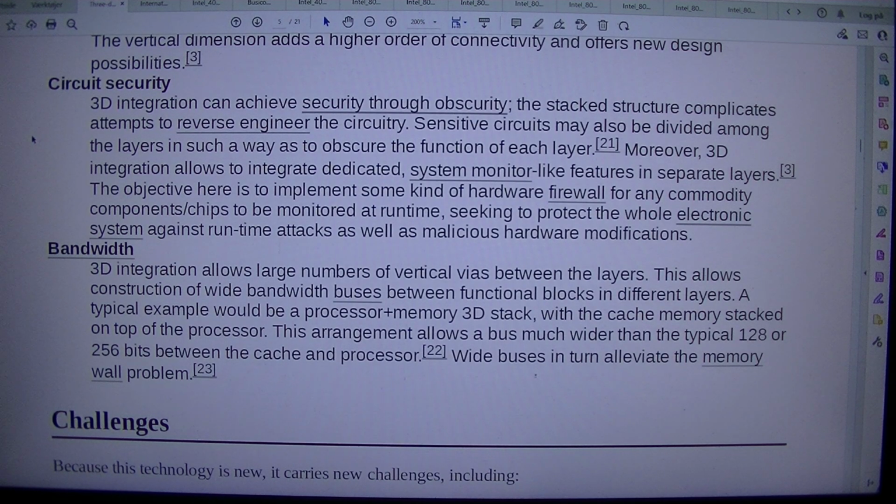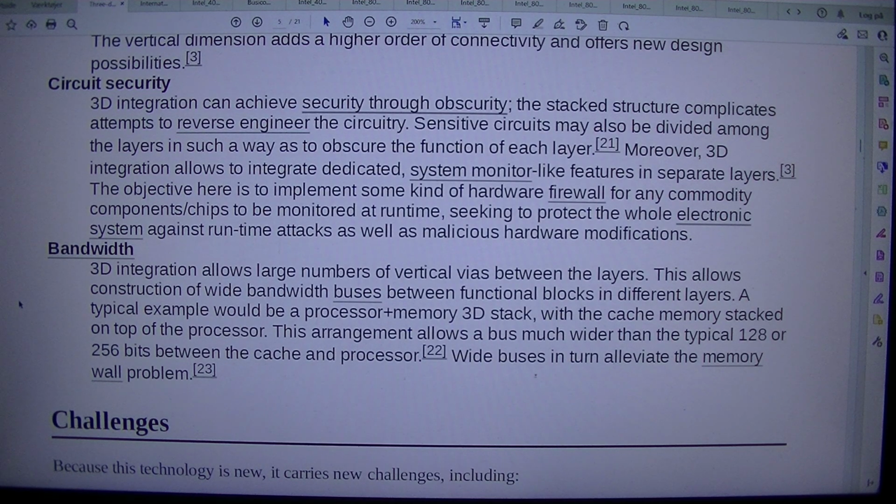Moreover, 3D integration allows integrating dedicated, system monitor-like features in separate layers. The objective here is to implement some kind of hardware firewall for any commodity components/chips to be monitored at runtime, seeking to protect the whole electronic system against runtime attacks as well as malicious hardware modifications.